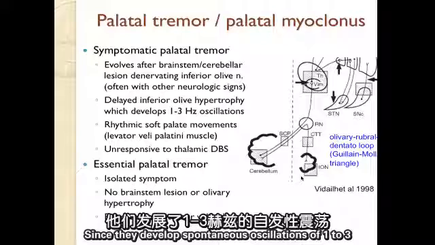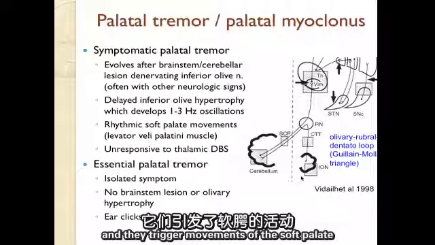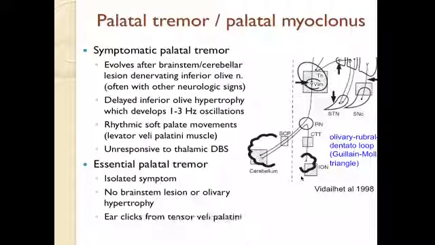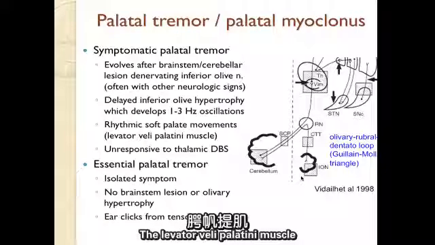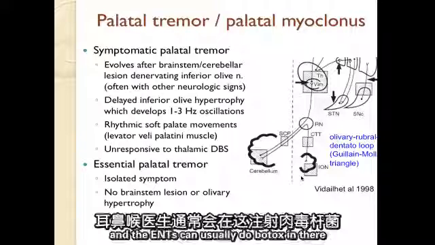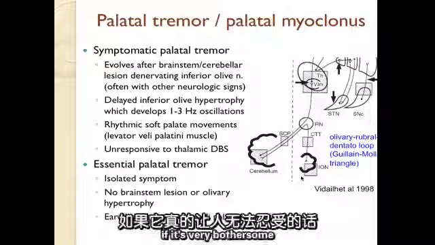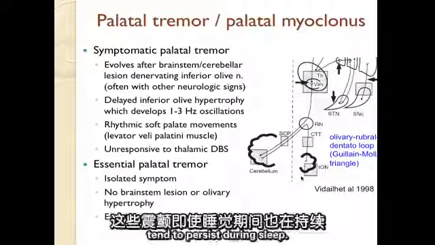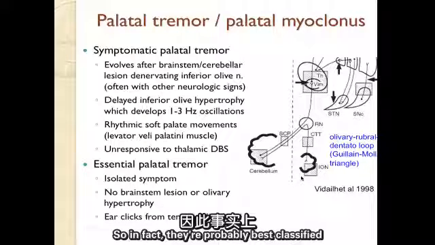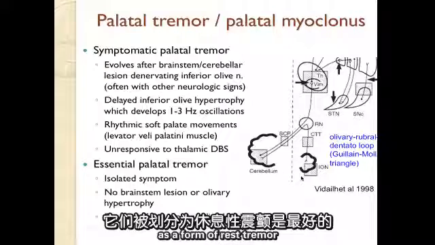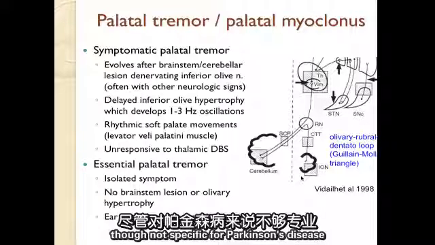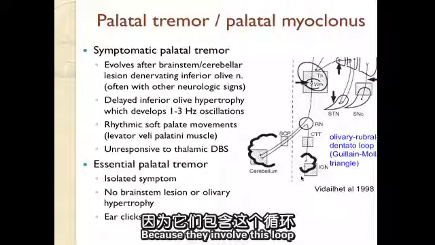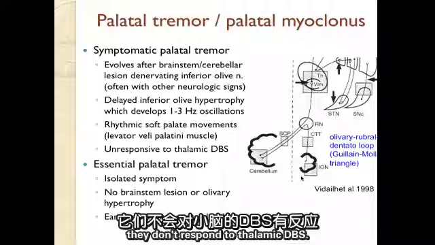And so they develop spontaneous oscillations at 1 to 3 hertz, and they trigger movements of the soft palate, which can be pretty annoying. The levator veli palatini muscle tends to be the one involved, and the ENTs can usually do Botox in there, which is probably the treatment of choice if it's very bothersome. Unlike other tremors, these tremors tend to persist during sleep. So in fact, they're probably best classified as a form of rest tremor, though not specific for Parkinson's disease. Because they involve this loop, they don't respond to thalamic DBS.